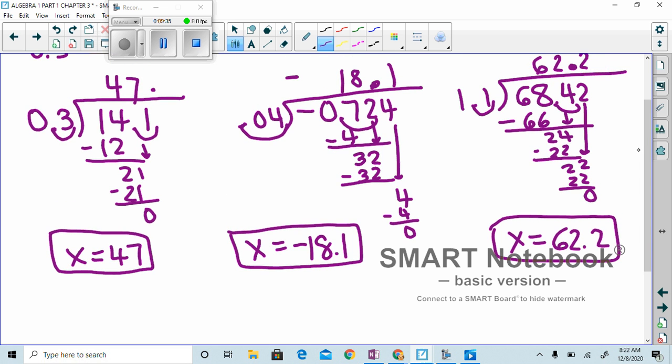Keeping these numbers again reasonable so that you can do this computation without the use of a calculator. And I hope that was helpful.